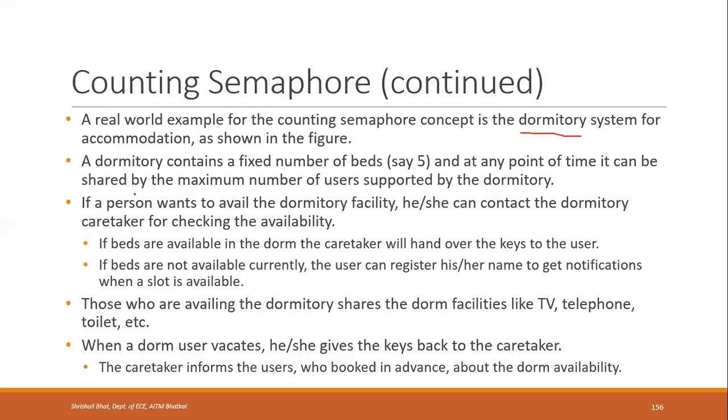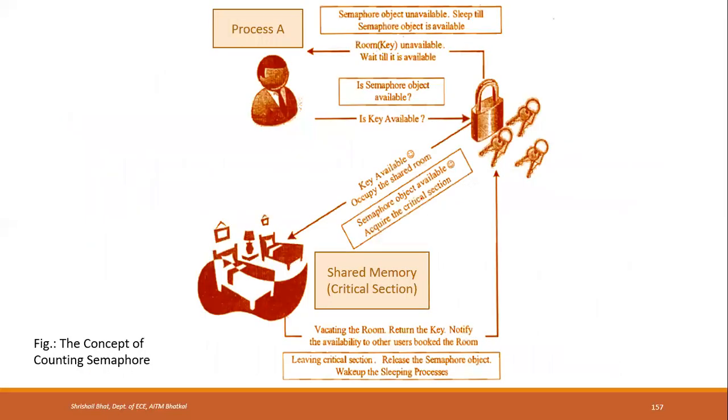So this is an example of how a counting semaphore can be considered, and it is similar to sharing a room in a dormitory. So process A, okay, semaphore object unavailable, sleep till the semaphore object is available. Okay, so room key available, wait till it is available. If it is not available, you have to wait till it is available. Then you keep checking. The semaphore object is similar to the room key in this case. If the semaphore object is available, you are checking it. If it is not available, you keep waiting. If it is available, you occupy the shared room.